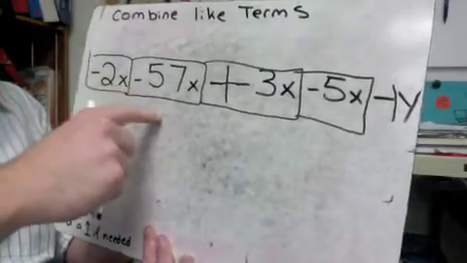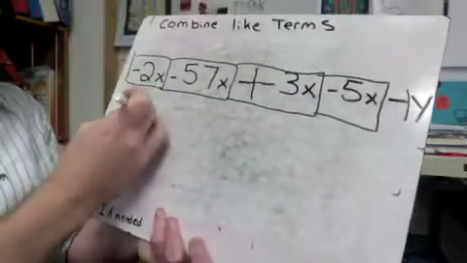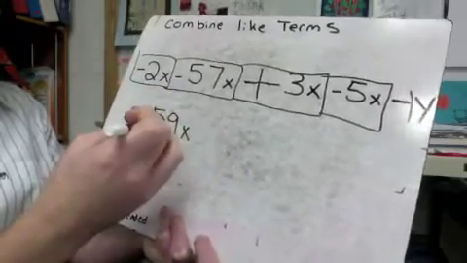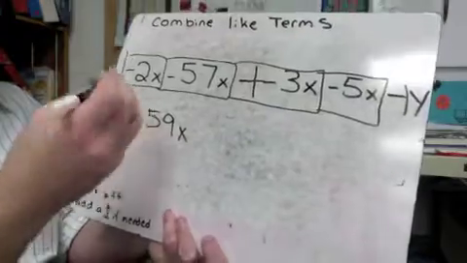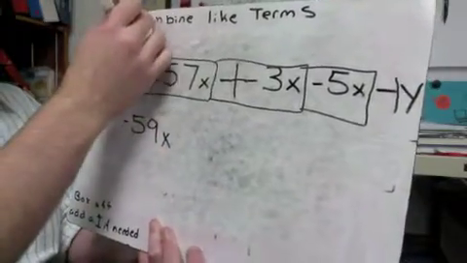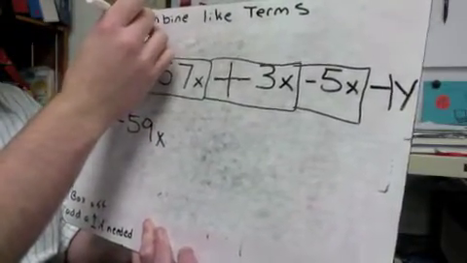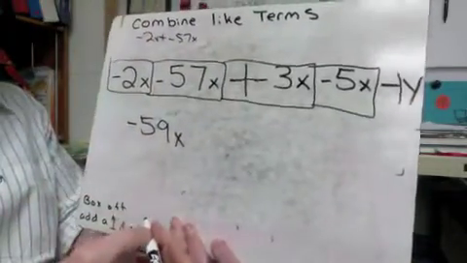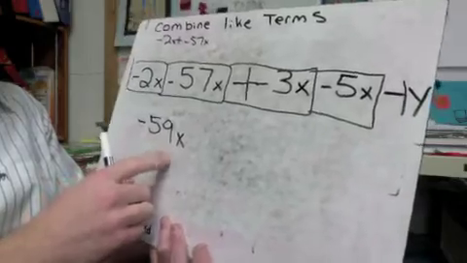Negative 2x, negative 57x would make a negative 59x. Okay, and if you have trouble thinking about that, just write the problem down. Everybody should be able to do negative 2 plus negative 57. That shouldn't be a problem, and that's just what we're doing. Negative 59.